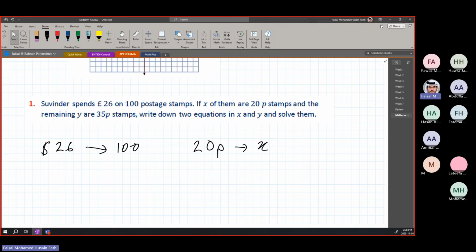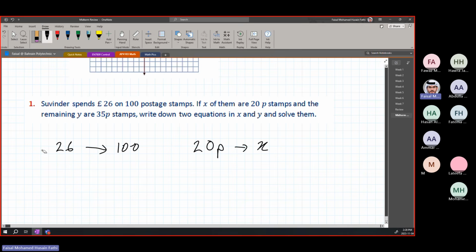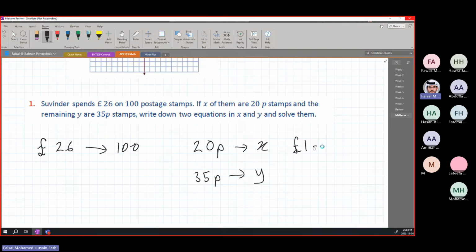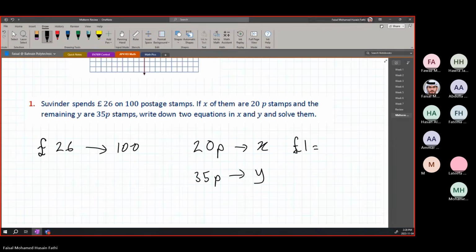Let me just clarify one point here, very important. Like I said, this is going to be in pounds. 26 pounds is for 100 postage stamps. For X, it's 20p. For Y, 35p for each Y stamp. So the idea is that you do a simultaneous equation to solve it. Now, what is very important you need to know here is 1 pound is equal to 100p.